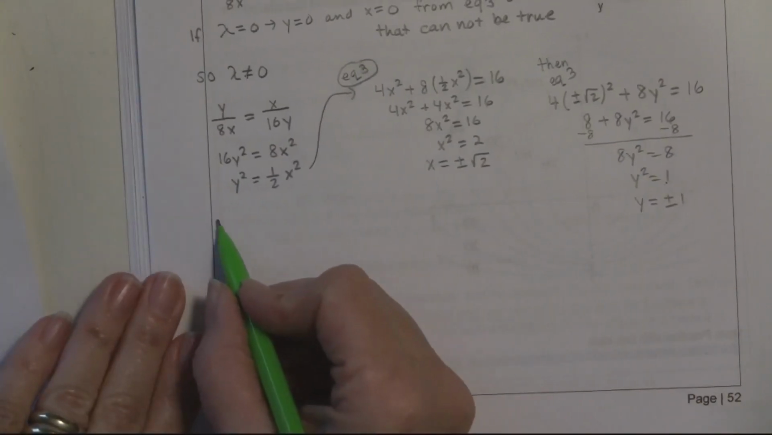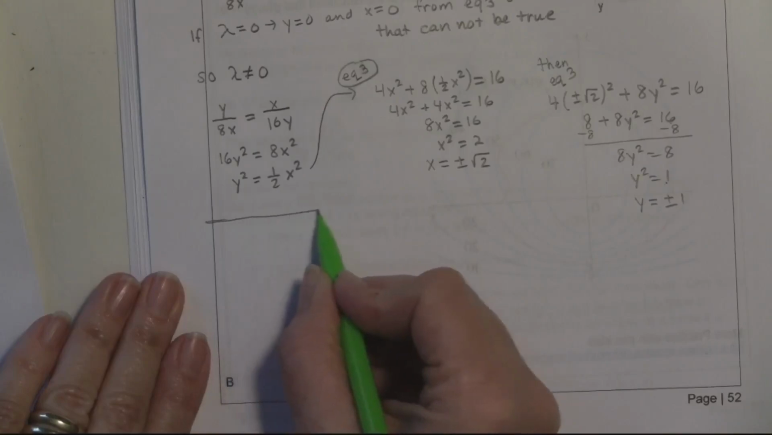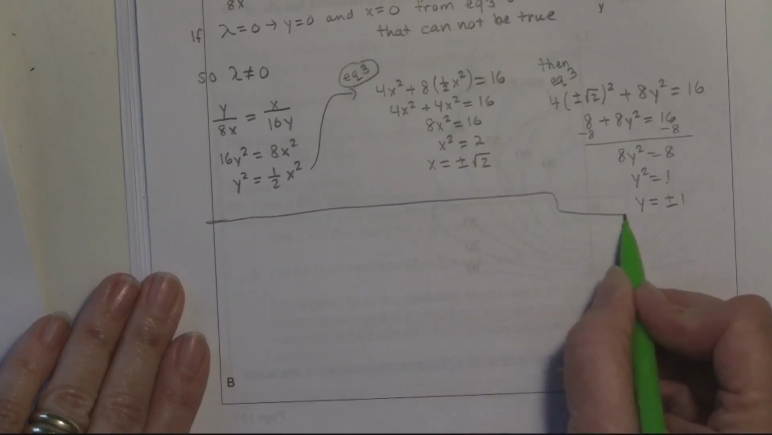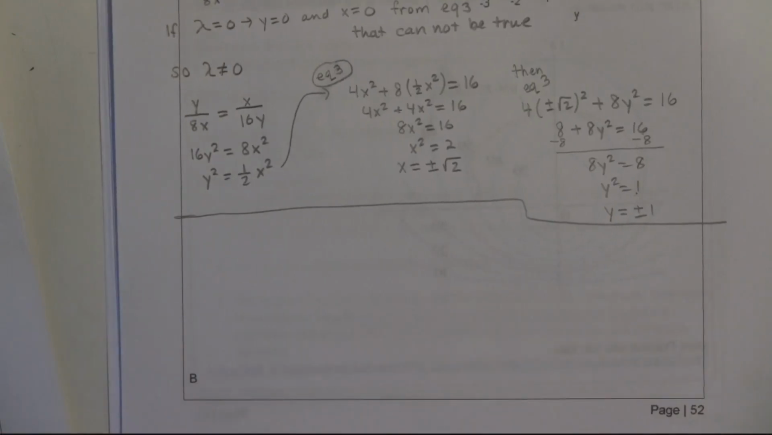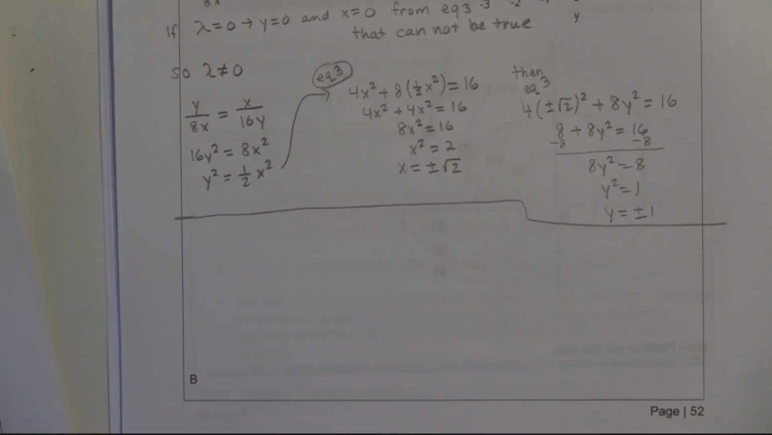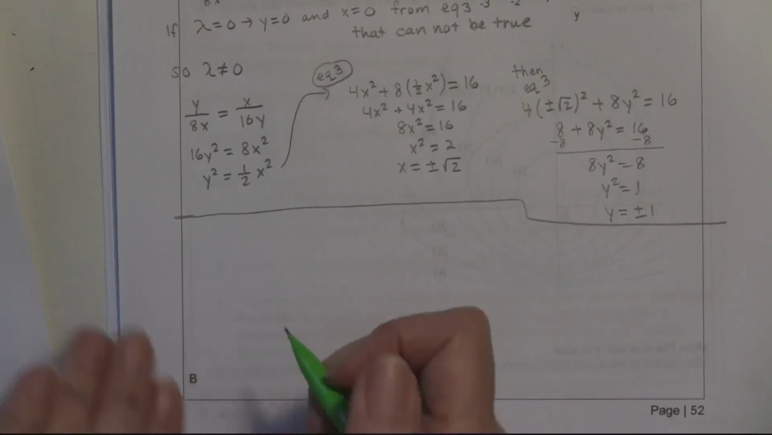And so now we're at the next step. So you want to find the critical values. And so we just found those critical values. X is plus or minus square root of 2. Y is plus or minus 1. And then we're going to list them and find f at them, and the biggest one is the max and the smallest one is the min.